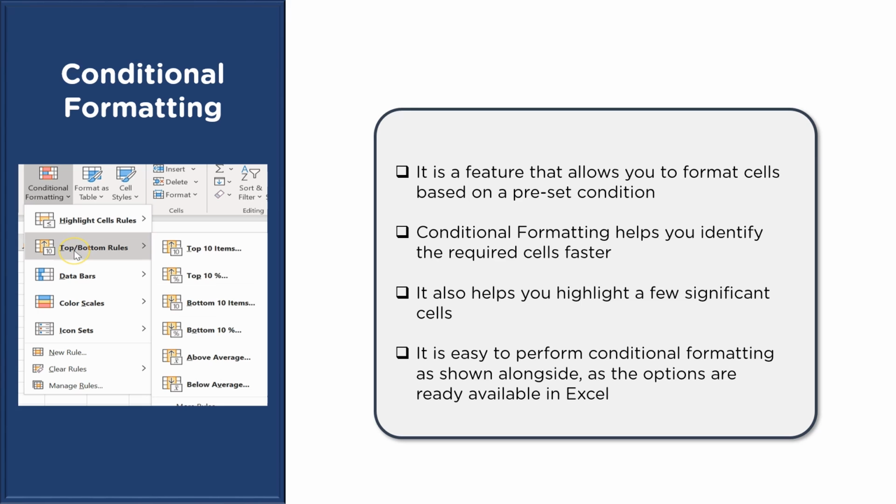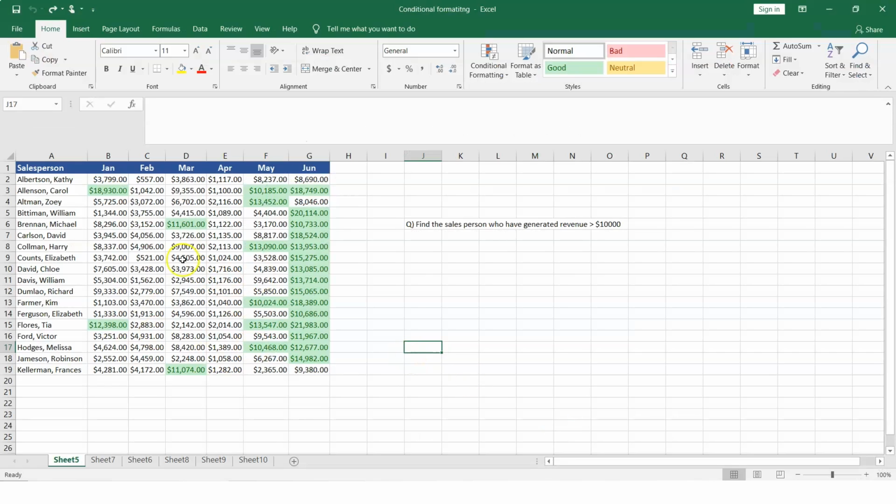So say, for example, we have our Excel sheet, and if you see here, I am highlighting the salespeople who have generated revenue greater than 10,000. So we can be looking at the values where the revenue generated by a particular salesperson is greater than 10,000. It has a particular color. And how do we get here?